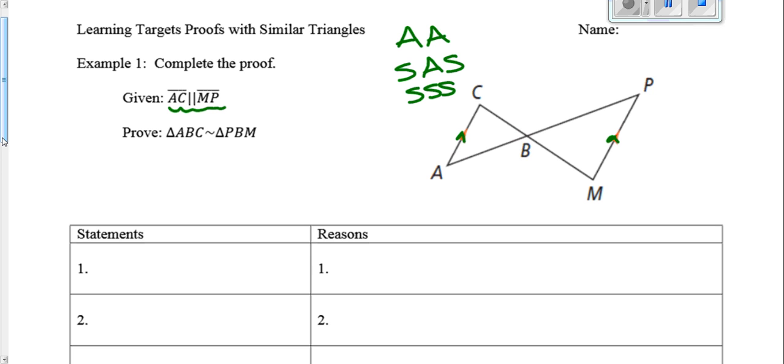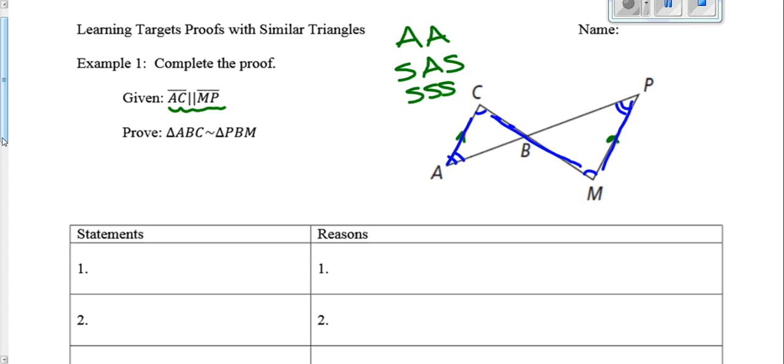But what does it mean? What do parallel lines tell us? They give us congruent angles. Okay, so I'm going to go and mark some stuff. If these 2 lines are parallel, then I can say that angle C is congruent to angle M. Why? They are alternate interior angles. They're on opposite sides of this transversal down the middle, and they are on the inside of our parallel lines. I can also say that A is congruent to P.